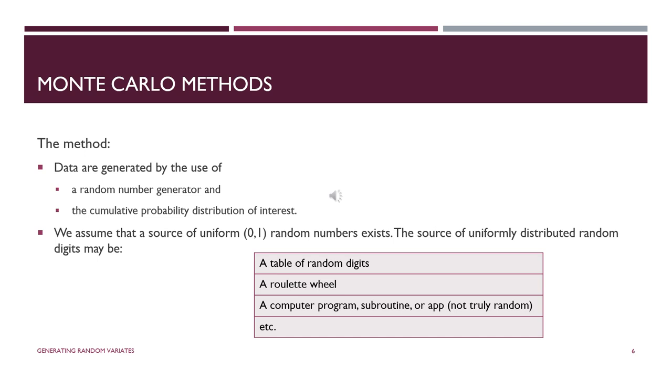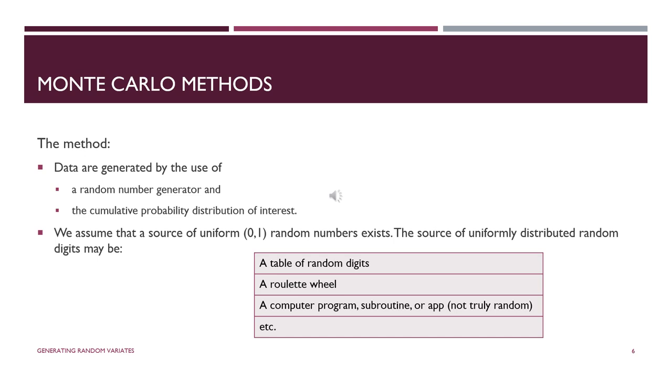In order to do this, what do we need? We need a random number generator, which we know we can get. We need the cumulative probability distribution for the distribution that we're interested in sampling from. It works with the cumulative probability distribution. We'll see how in a minute.